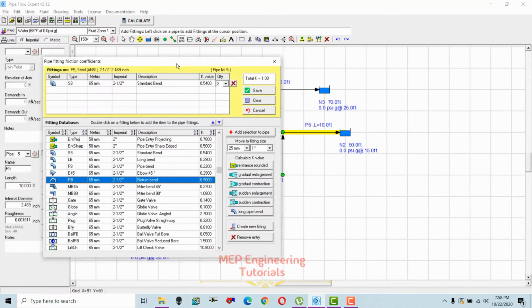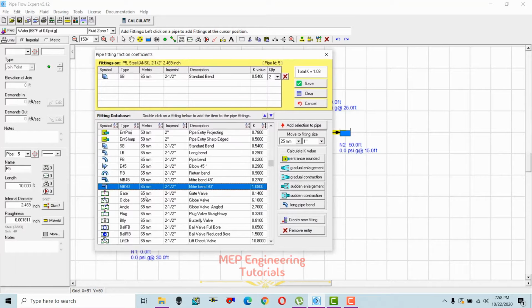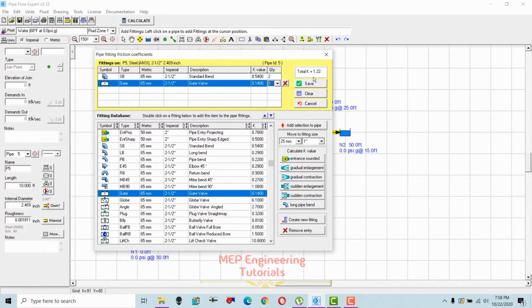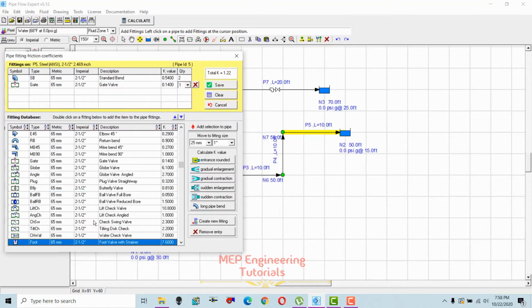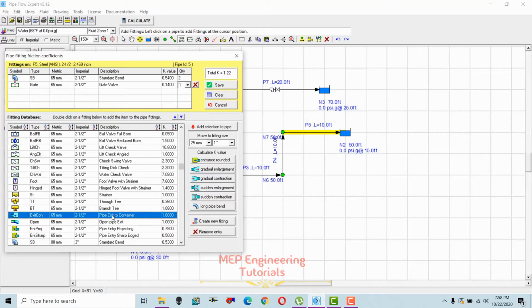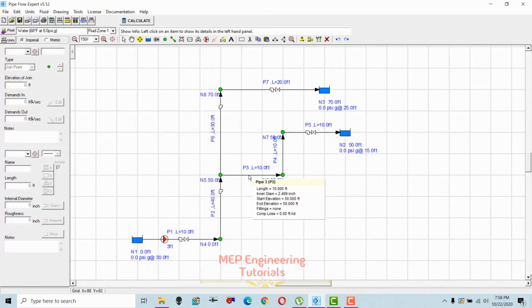And gate valve, 2.5 inch, add to the pipe. So one gate valve in here. And one more thing, we have to add the pipe exit to the container at this point. There will be a fitting pipe exit to the tank, this one. So I will add this one also, add to the pipe. Total K value is 2.22. Just save it.